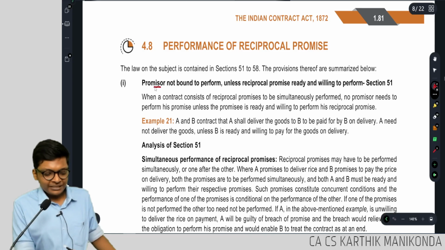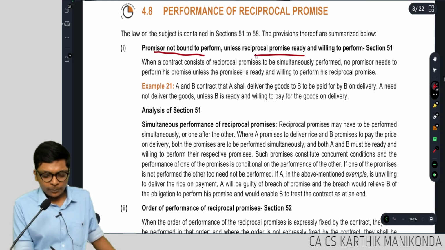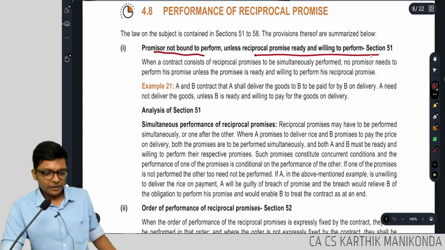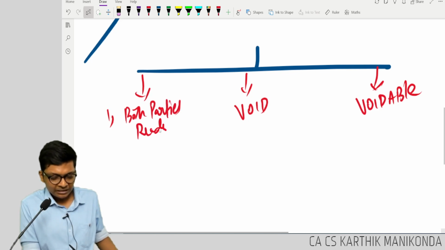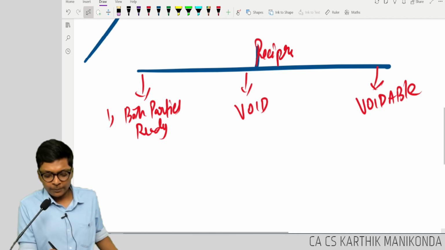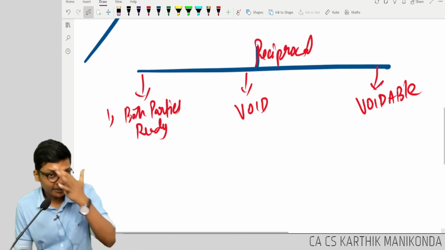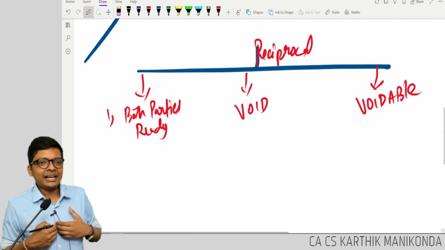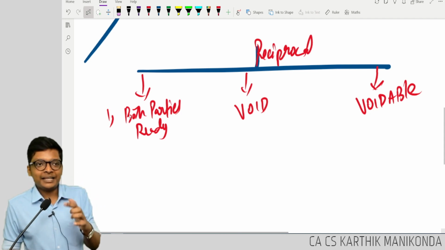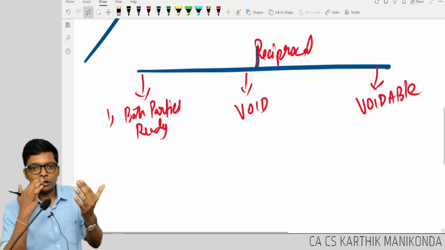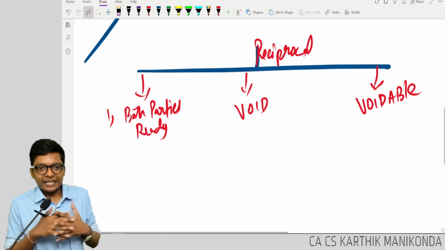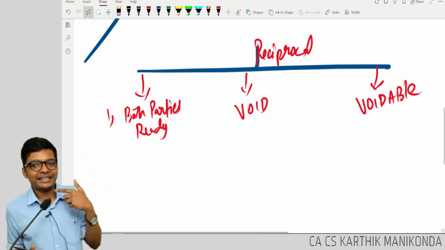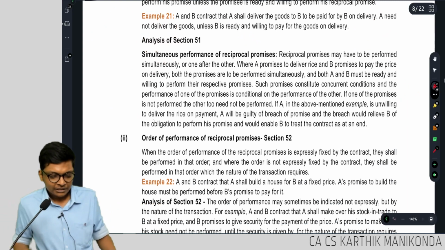First, promisor not bound to perform unless reciprocal promise is ready and willing to perform. That is first point. So, both parties should be ready. These are separate points. What is first point? A contract can be performed only when both parties are ready. Class is happening. I am ready. You guys are not ready. I can't take the class. You are ready. I am not here yet. Class can't take place. Contract can take place. Performance can take place only when both parties are ready. Next point, quickly. That's why simultaneous performance.